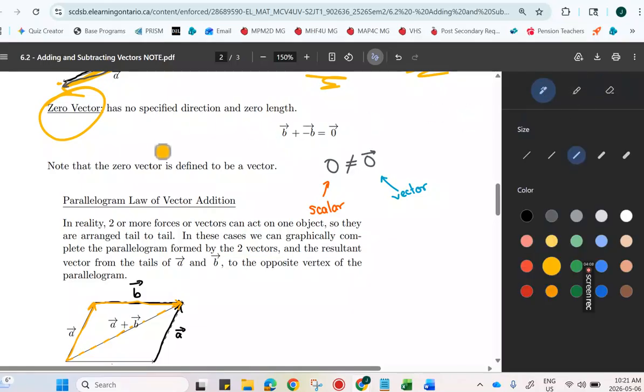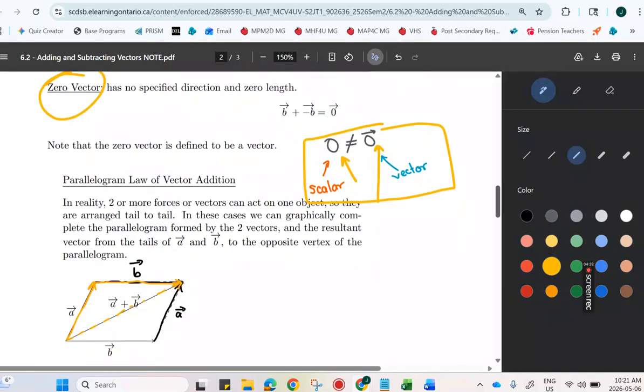Since the zero vector has no value, the scalar value of a zero vector is 0. But to be clear, this is not the same. Why? Because this is a zero vector, and this is a zero, like the number, meaning nothing. So these are not the same, just to be clear, because a vector and a scalar will never be the same.